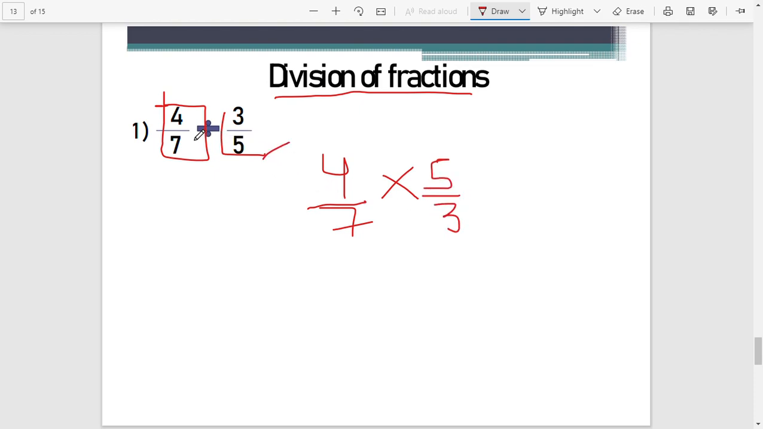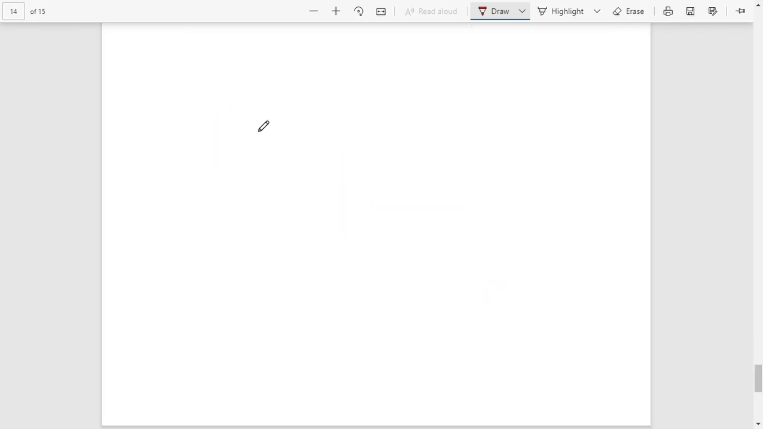What have we done? The first fraction is 4 upon 7. We have written it as it is. We have written the multiply sign instead of divide. Now the reciprocal of the second fraction 3 upon 5 we have found, which is 5 upon 3. Now we will multiply: 7 3s are 21 and 5 4s are 20. So the answer is 20 upon 21. This is how we divide fractions.